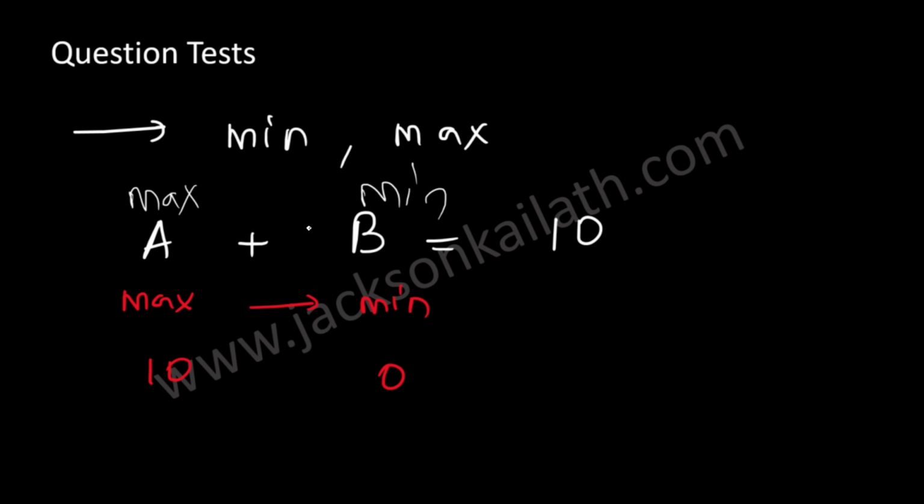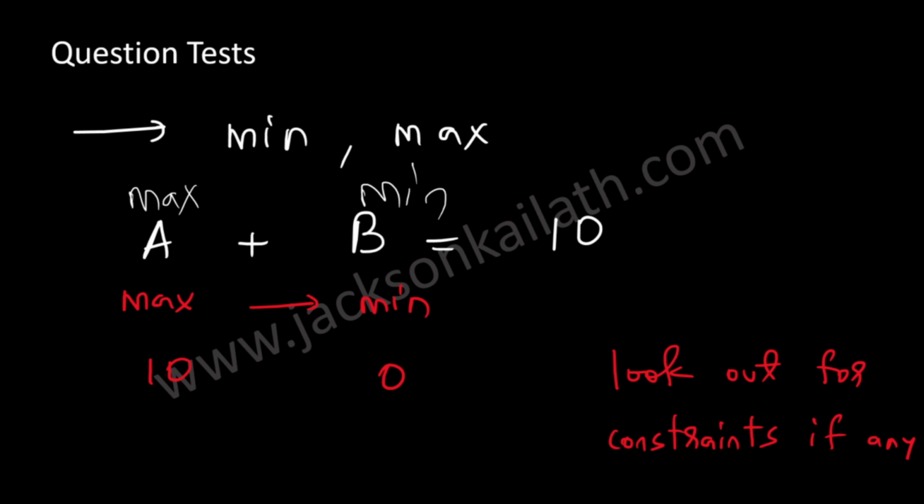Now b cannot be a negative value. I'm not writing that over here, but that's the assumption because it's units of production. You cannot produce a negative quantity of something. And again remember, when you do this you have to look out for any constraints given. That's something you should keep in mind.